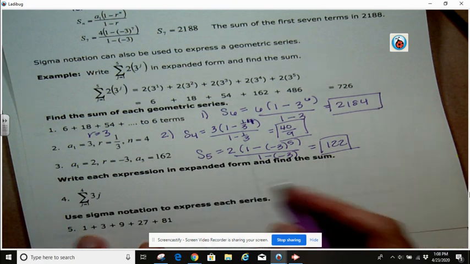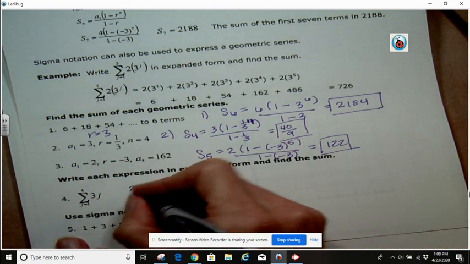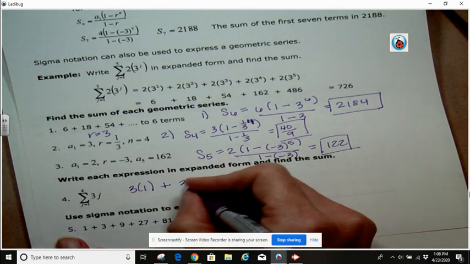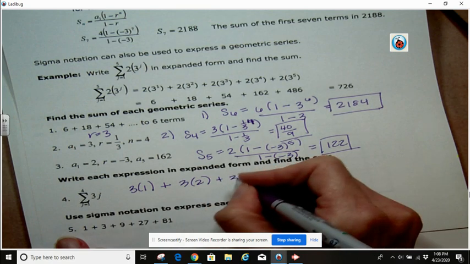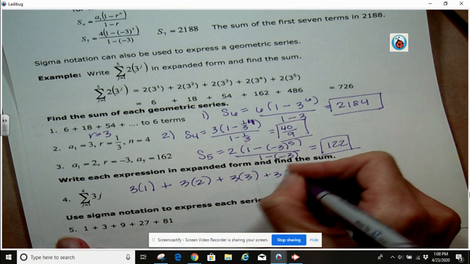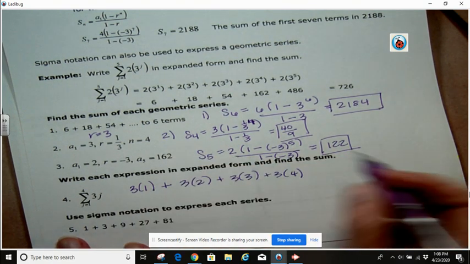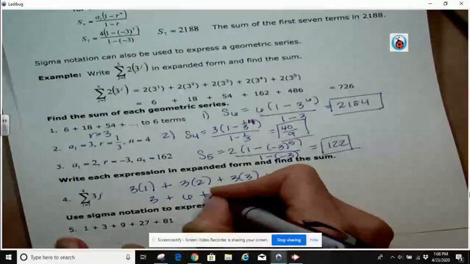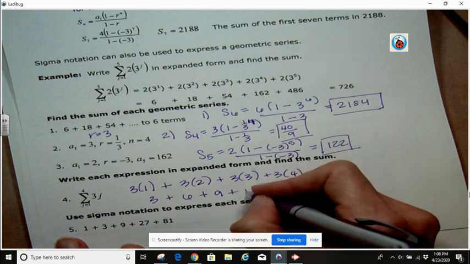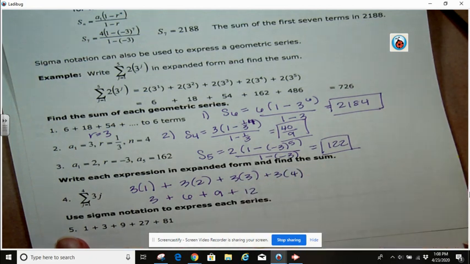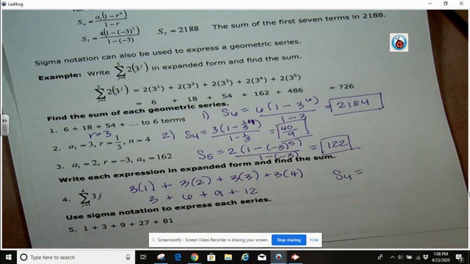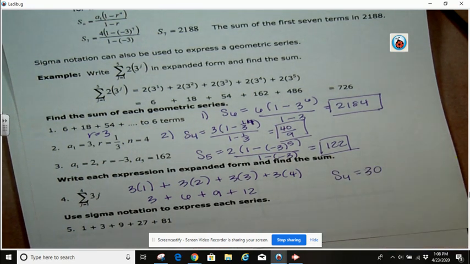numbers up individually. So it would be 3 times 1, because it says j equals 1 down here, plus 3 times 2, plus 3 times 3, plus 3 times 4. So our expression in expanded form is 3 plus 6 plus 9 plus 12. That's the expanded form. And then S sub 4, what you get when you add them all up, is 30.